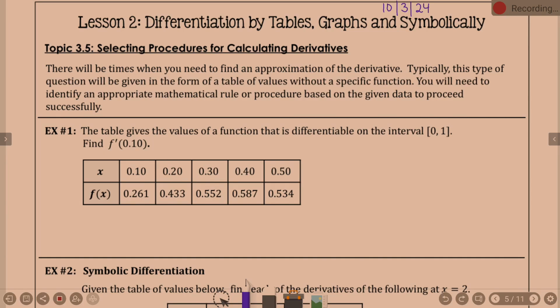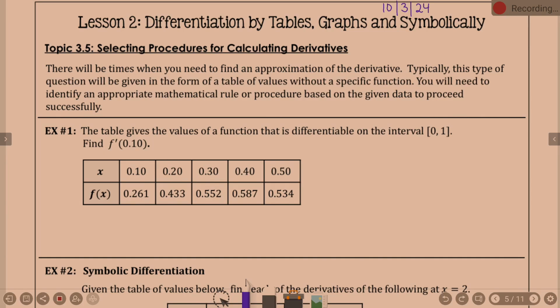So there will be times when you need to find an approximation of the derivative. Typically, this type of question will be given in the form of a table of values, and they don't give you a specific function. So it's not something where you can just plug it in. You have to rely on the table of values. So you'll need to identify an appropriate mathematical rule or procedure based on the given data.